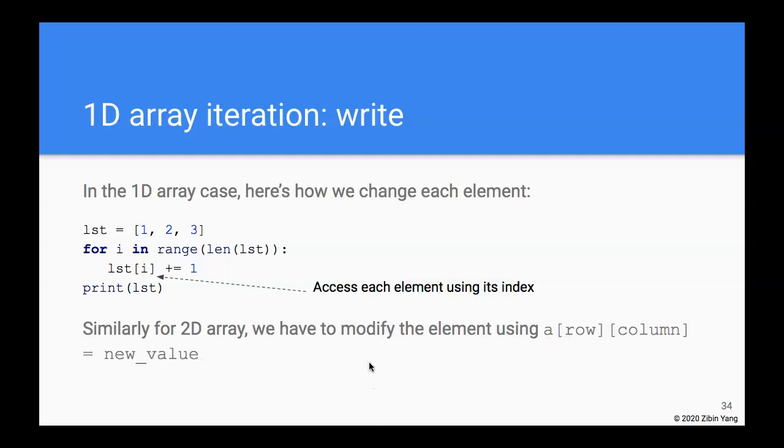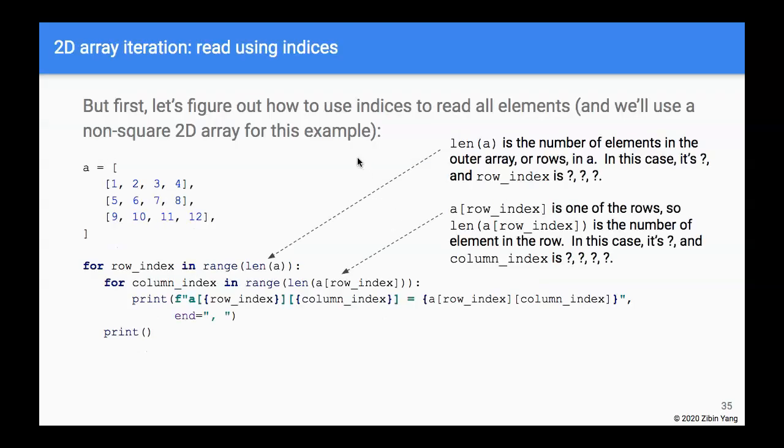Now, before we do that though, let's see how we actually iterate over the 2D array using the index, just to print out each element. So this is how we're going to do it. And for this example, I'm going to be using a non-square array. And now, we're going to use the same nested loop as before.